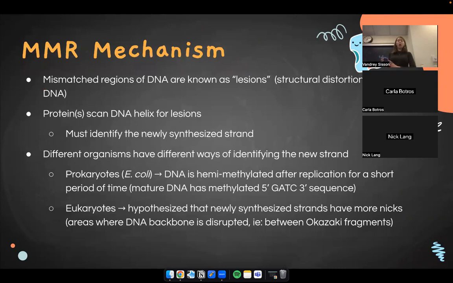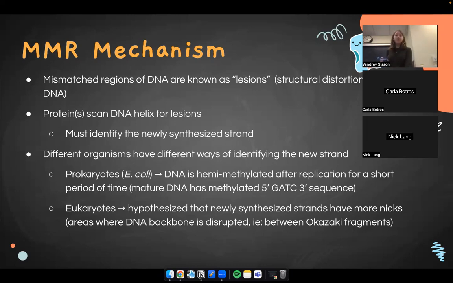So MMR is sensed by a protein or proteins, depending on the organism, and they sense lesions on the DNA. So lesions happen when there's like a structural distortion. If you have, say, like a G matched to an A, they're not supposed to bond like that. So there'll be a change in the structure that these are looking for.